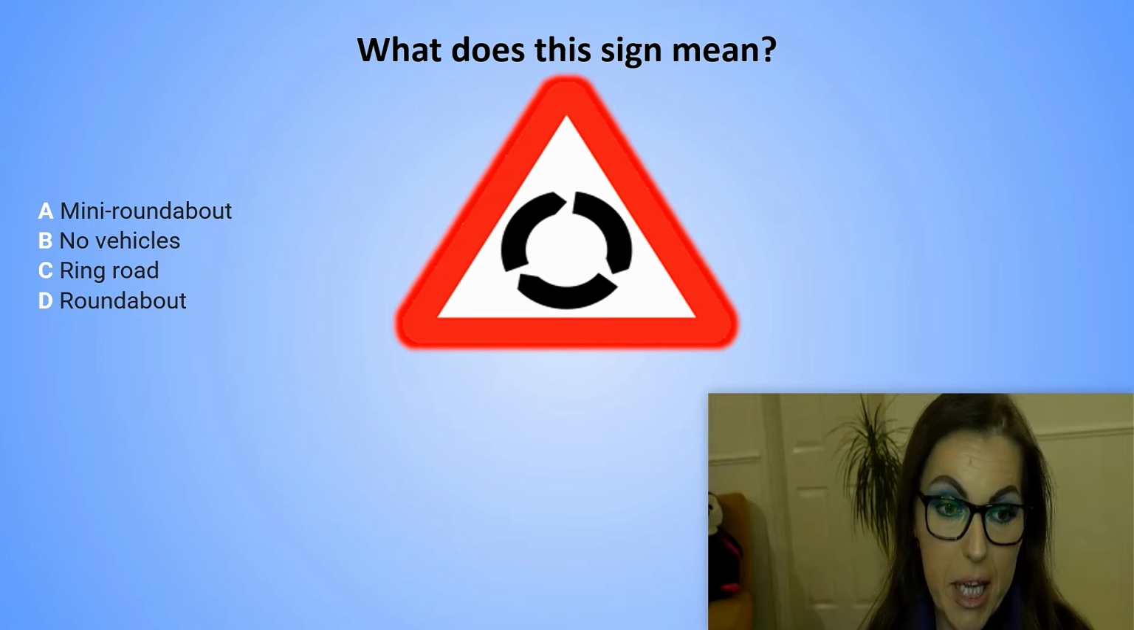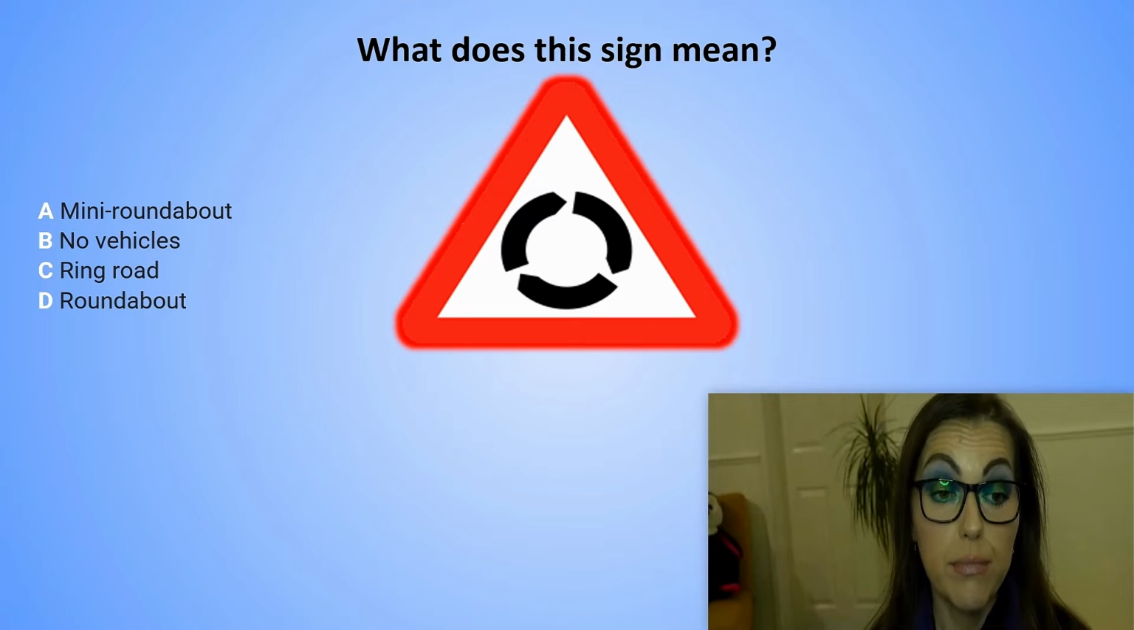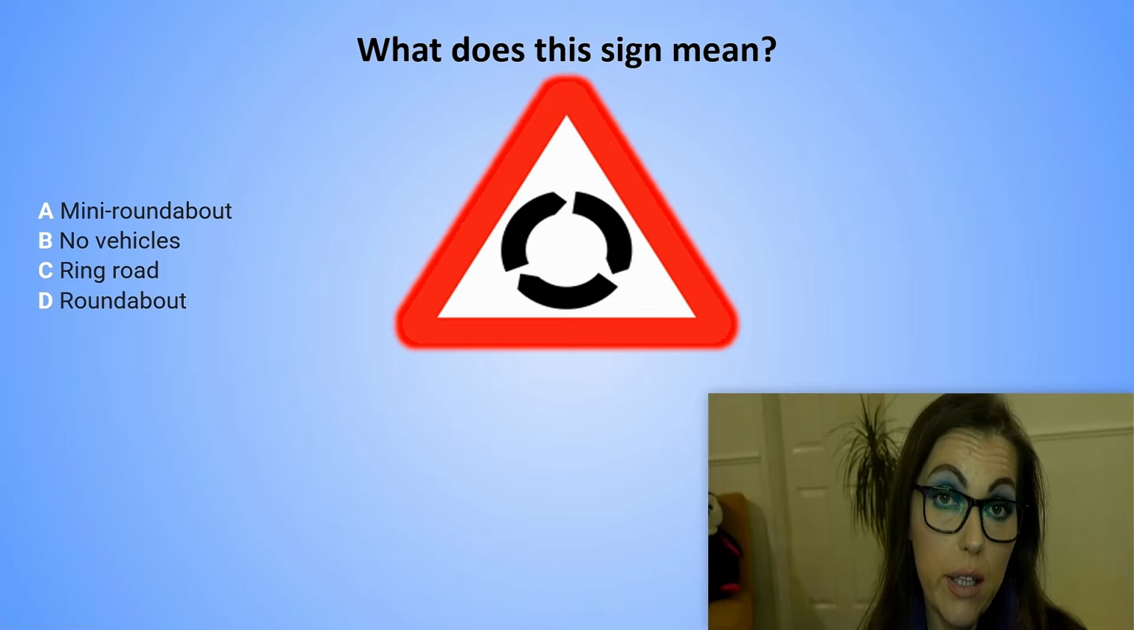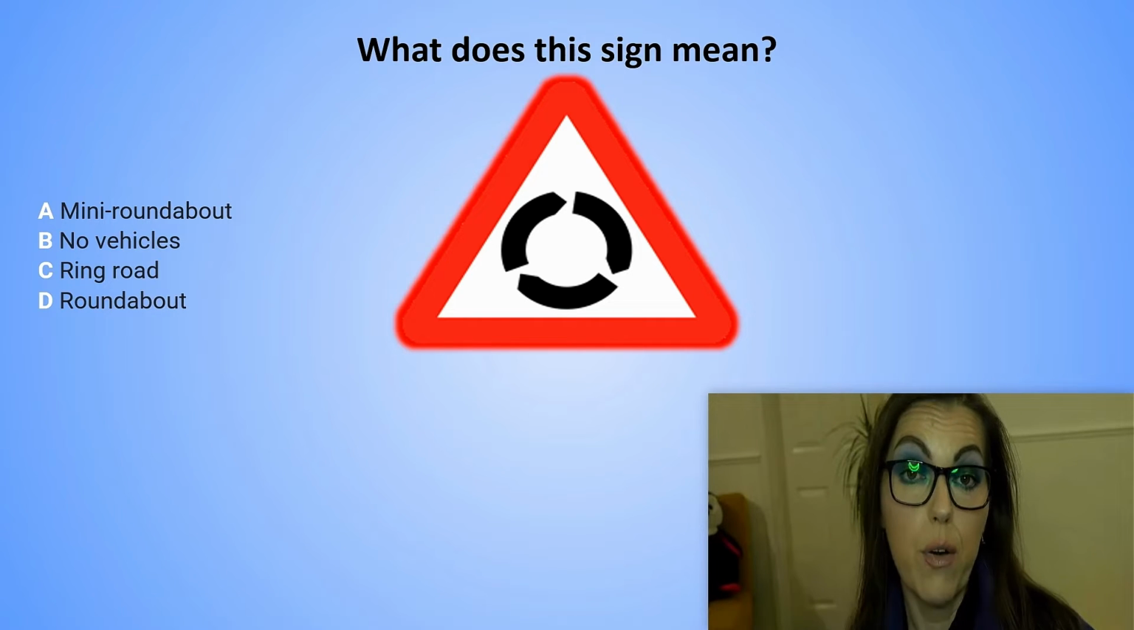What does this sign mean? A. Mini roundabout. B. No vehicles. C. Ring road. Or D. Roundabout. Let's start the countdown.